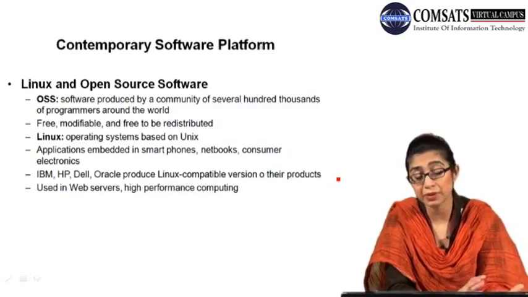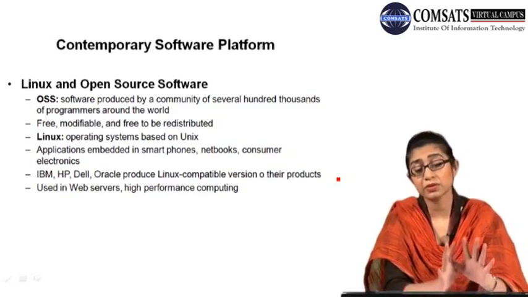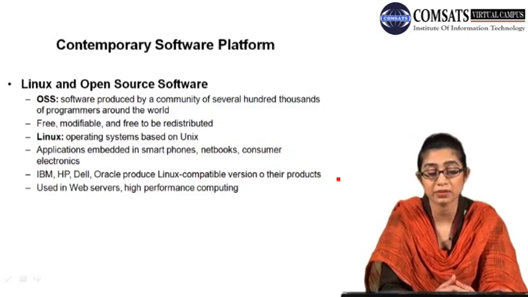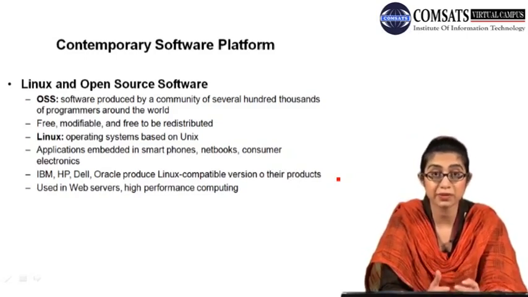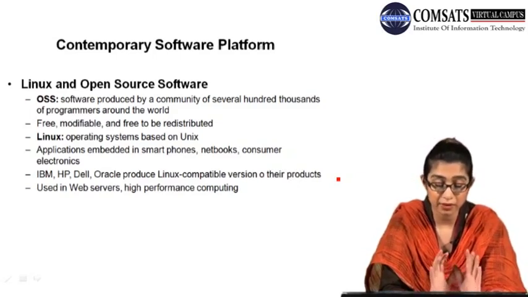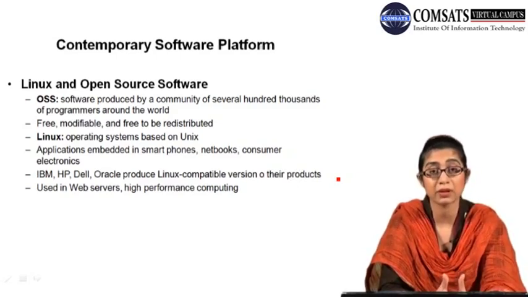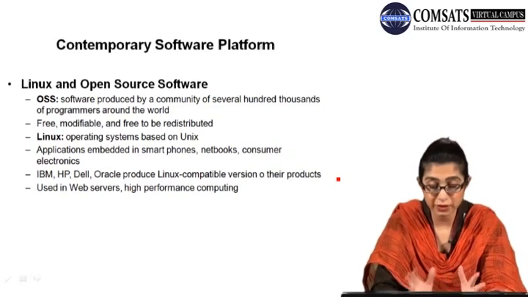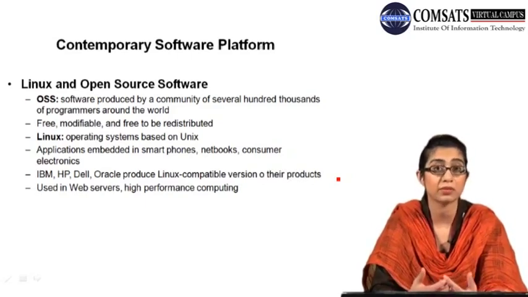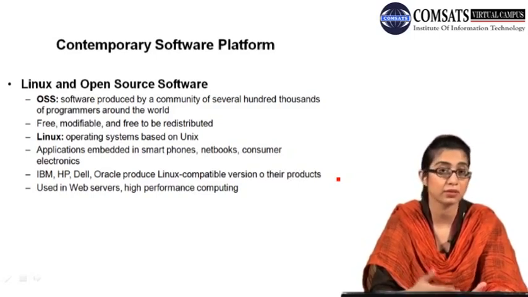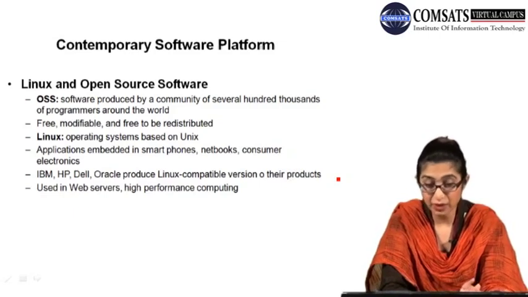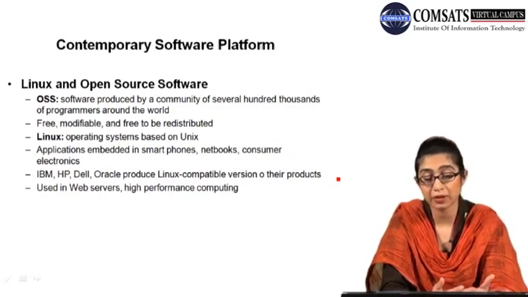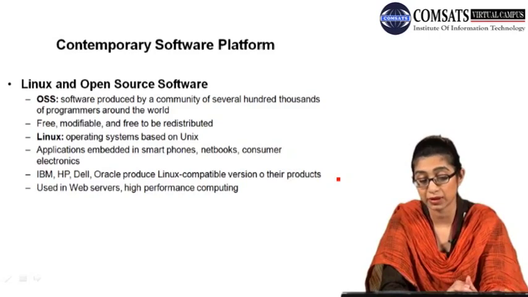Right, the open source software is basically produced by a community of several hundred thousands of programmers all around the world. They are working together to produce different kinds of softwares. That's why any kind of problem in the software is fixed by a lot of programmers as well. ठीक है, so जो भी bugs आते हैं उसी तरह उसके जो fixes हैं वो create होना शुरू हो जाते हैं. Again, free, modifiable and free to be redistributed.